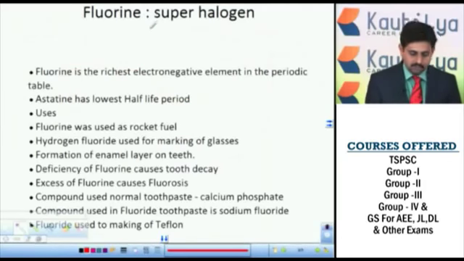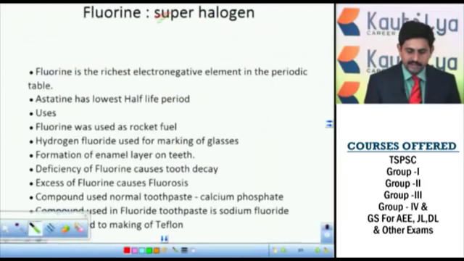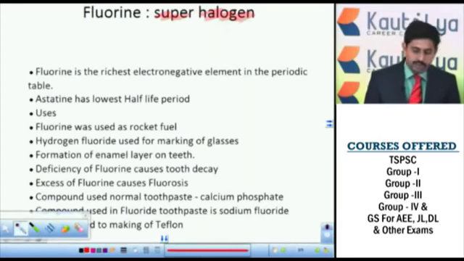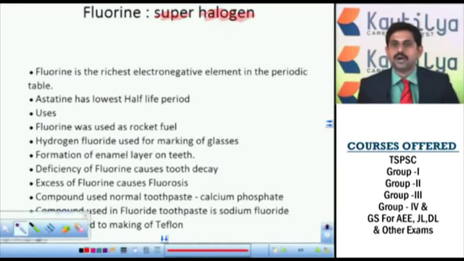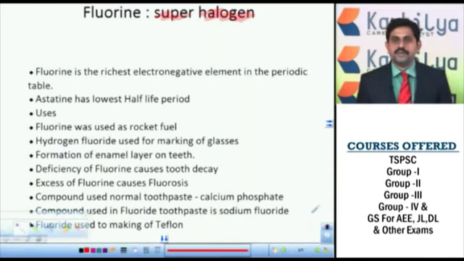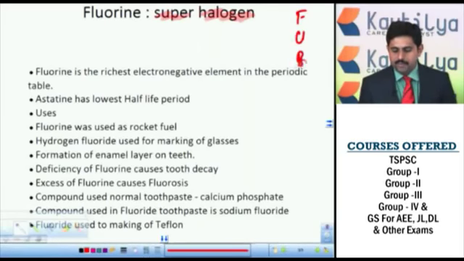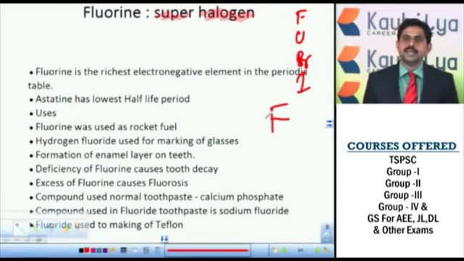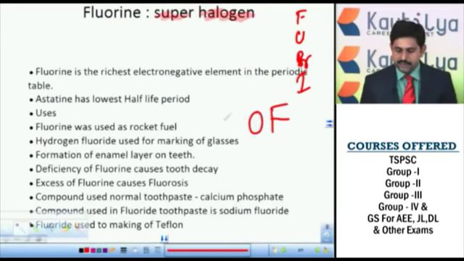Fluorine is the richest electronegative element, so it is called a super halogen. Why is it called a super halogen? Because the electronegativity is more for this halogen. I told you already that the electronegativity increases from left to right. The complete right element, the halogen family, fluorine, chlorine, bromine and iodine, are highly electronegative. We have discussed already in the case of hydrogen bonding that fluorine has the highest electronegativity. The richest electronegative element in the periodic table is fluorine.